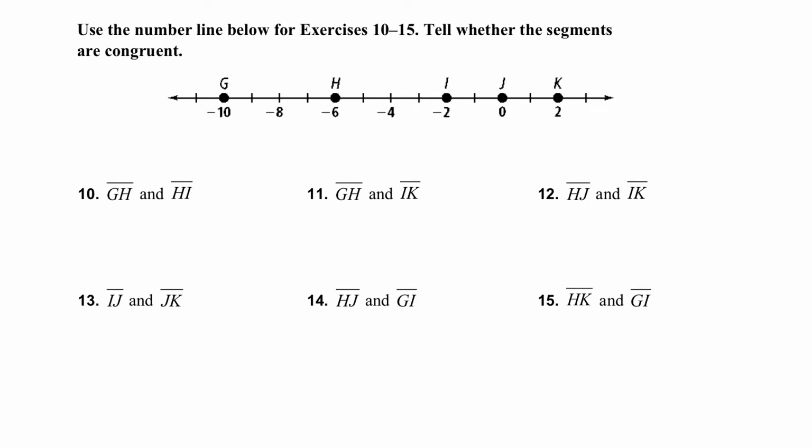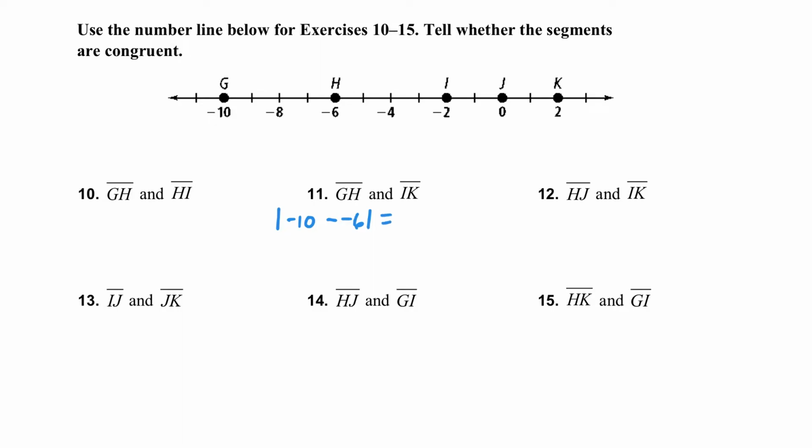It says use the number line below for exercises 10 through 15. Tell whether the segments are congruent. In other words, if two segments are congruent, then their distance is the same. And I said I would do the odd. So I've got to find the distance from G to H. So I'm going to use the absolute value. And we have -10 minus -6. And that's the distance from G to H.